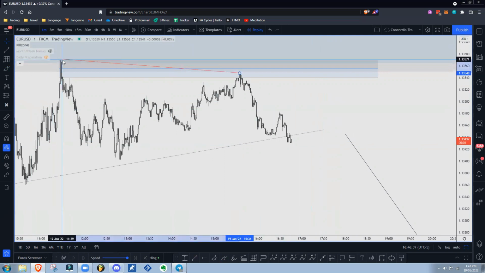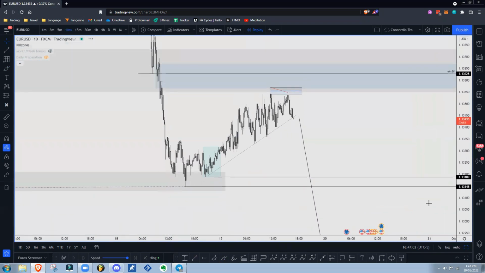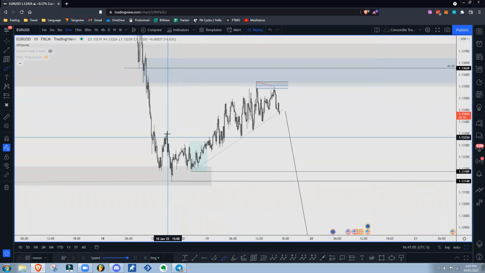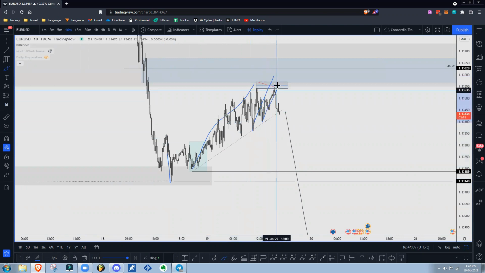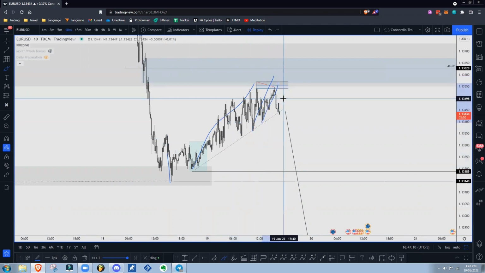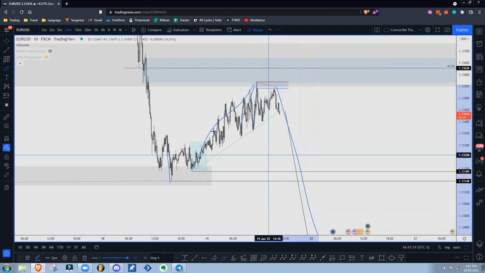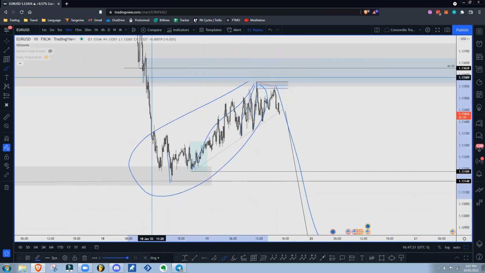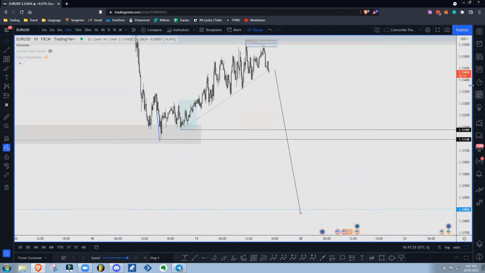So I'm just hoping that it doesn't leave without me, because if it does, I'm going to be super upset about it, because I played this down move, I played this up move, I played this up move, I almost played this up move, and so I really want to get the big one. I don't want to just trade the correction. I want to get the big one, the big kahuna.